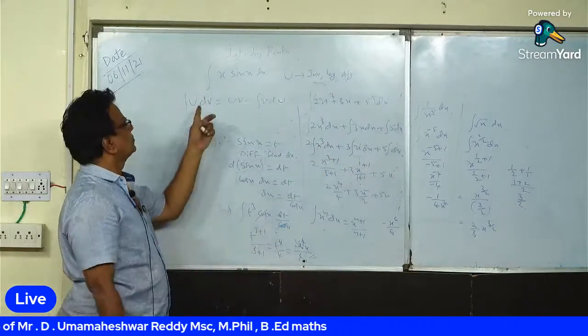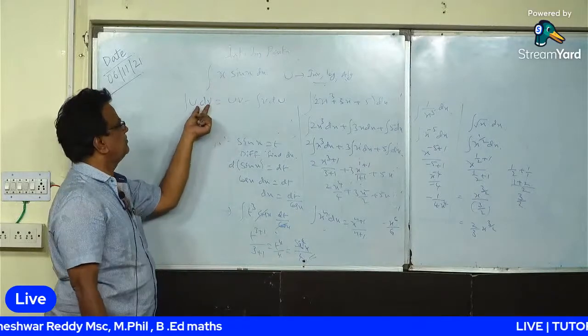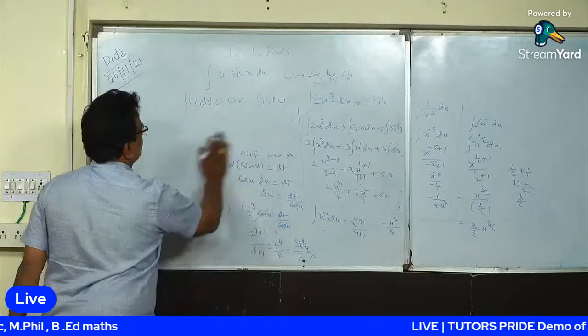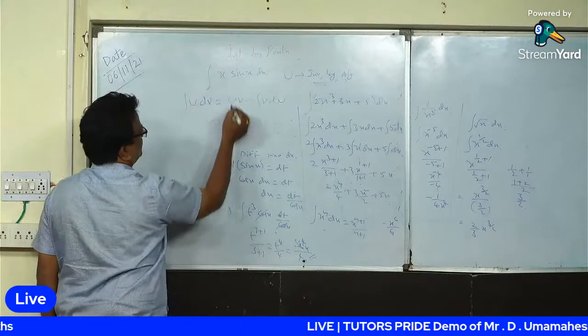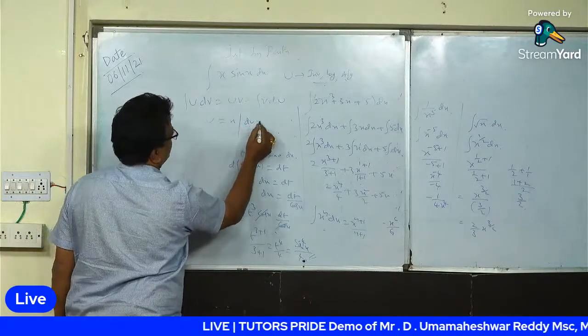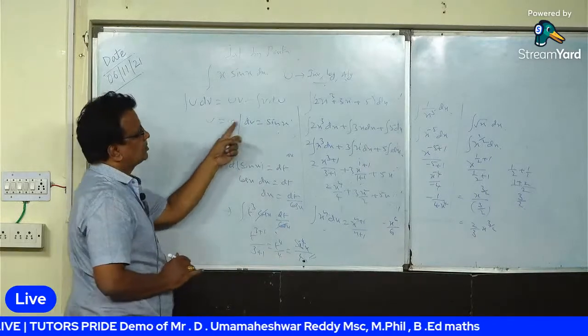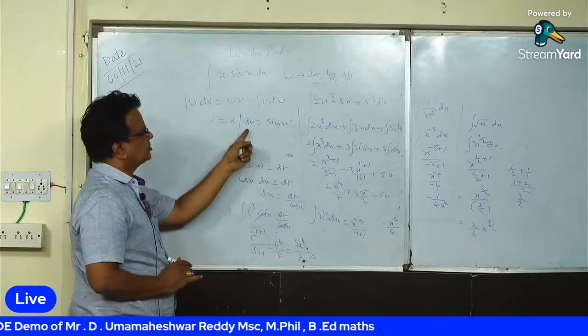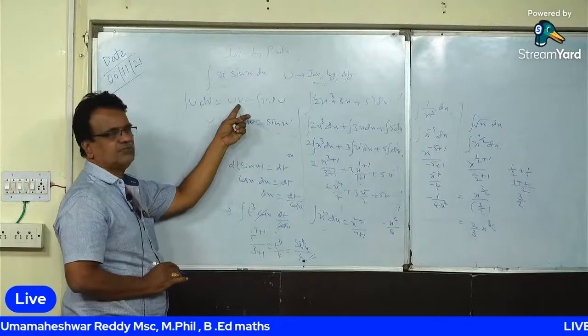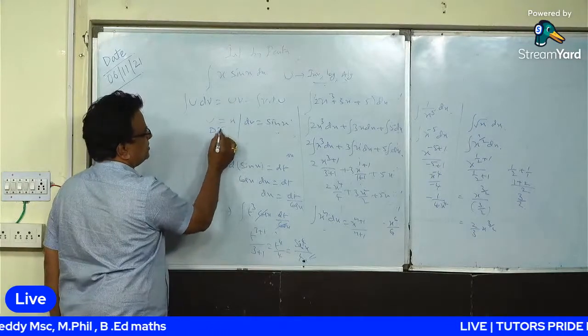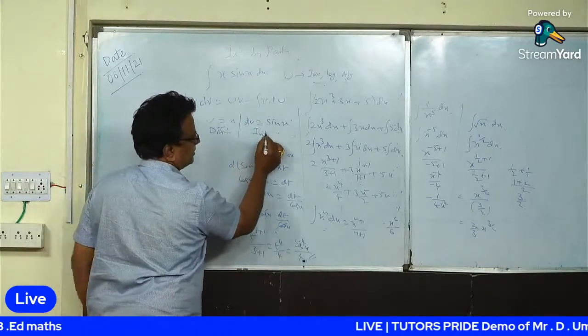So u is x, and dv is sin x. u always should be differentiated, because you want du, and dv must be integrated, because you want v. So this should be differentiated and this should be integrated.